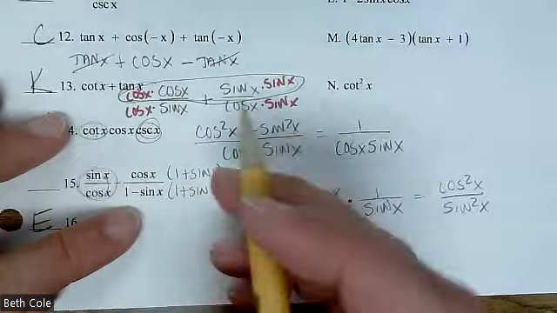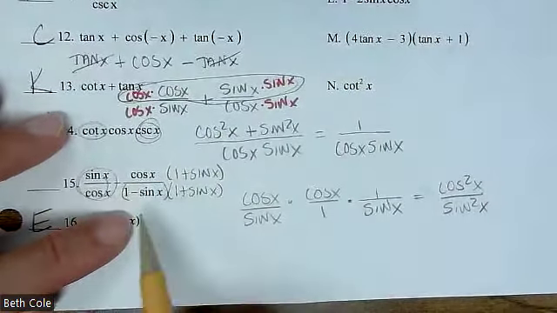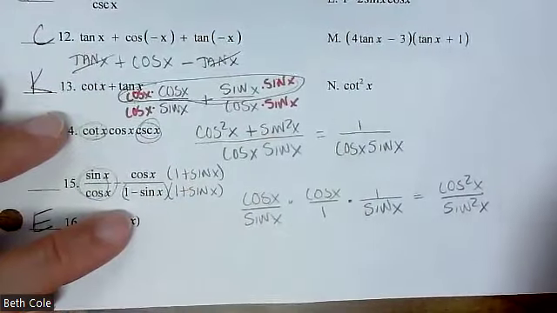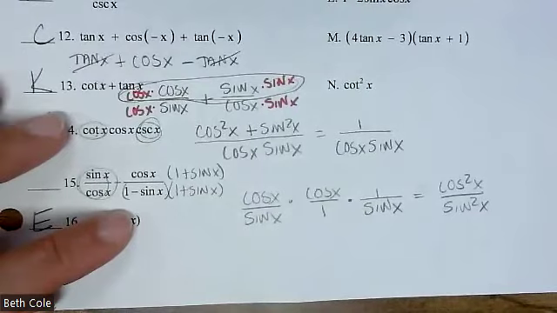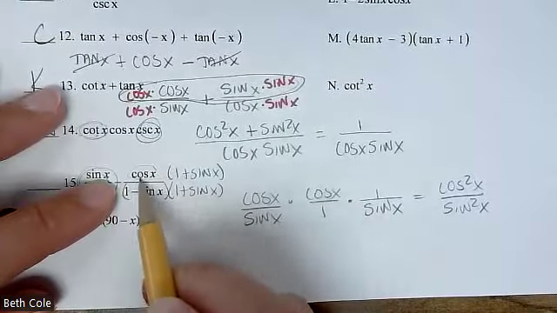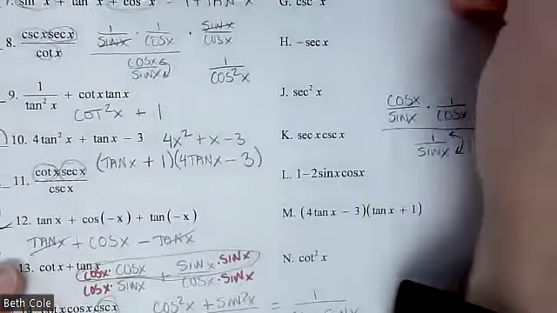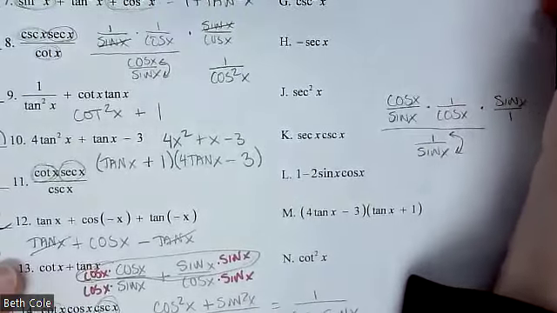Does anyone remember what that's called when you have the opposite operation? It begins with a C. When you have 1 plus sine and 1 minus sine. Does anyone remember that vocabulary word? Conjugate, good. All right, so we're going to have minus all of this. So minus cosine times 1 plus sine of x.